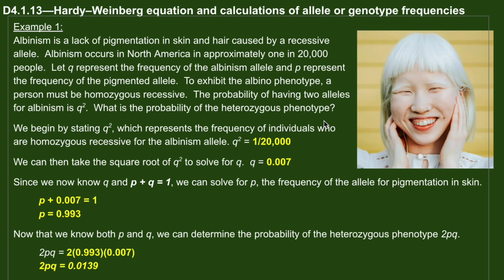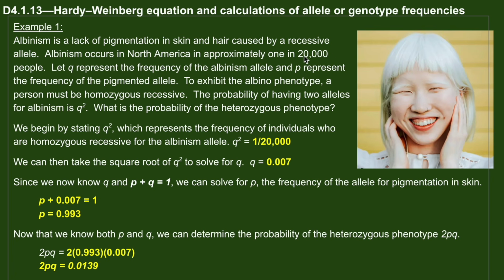So the first thing that you want to do is just figure out what p and q are. Because once you figure out p and q, you can answer any question here. In this case, they're asking the probability of the heterozygous phenotype, but they could ask, what is the probability of the homozygous dominant phenotype, right? Or the homozygous recessive, although that's given. Okay, and so it's really important that we just solve for p and q. And remember, they're almost always going to give us our q squared.